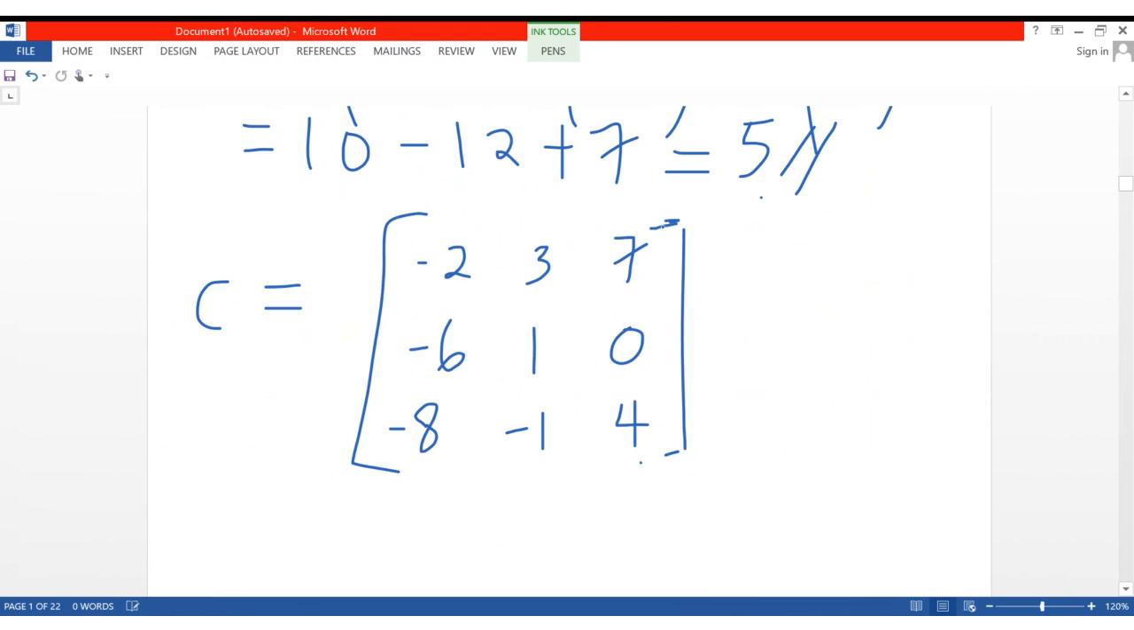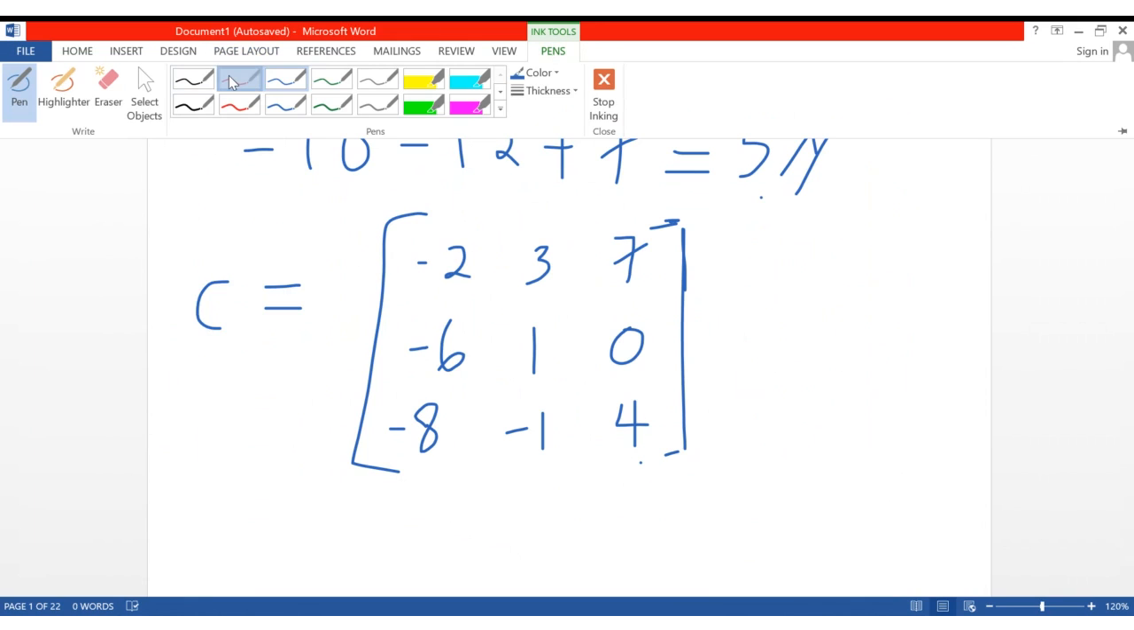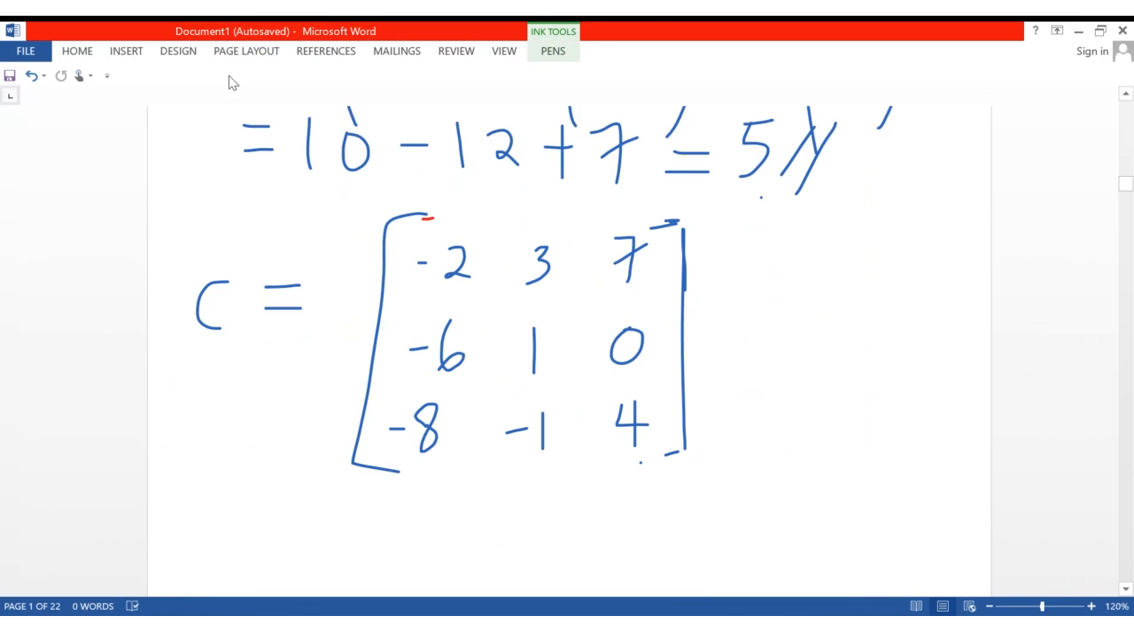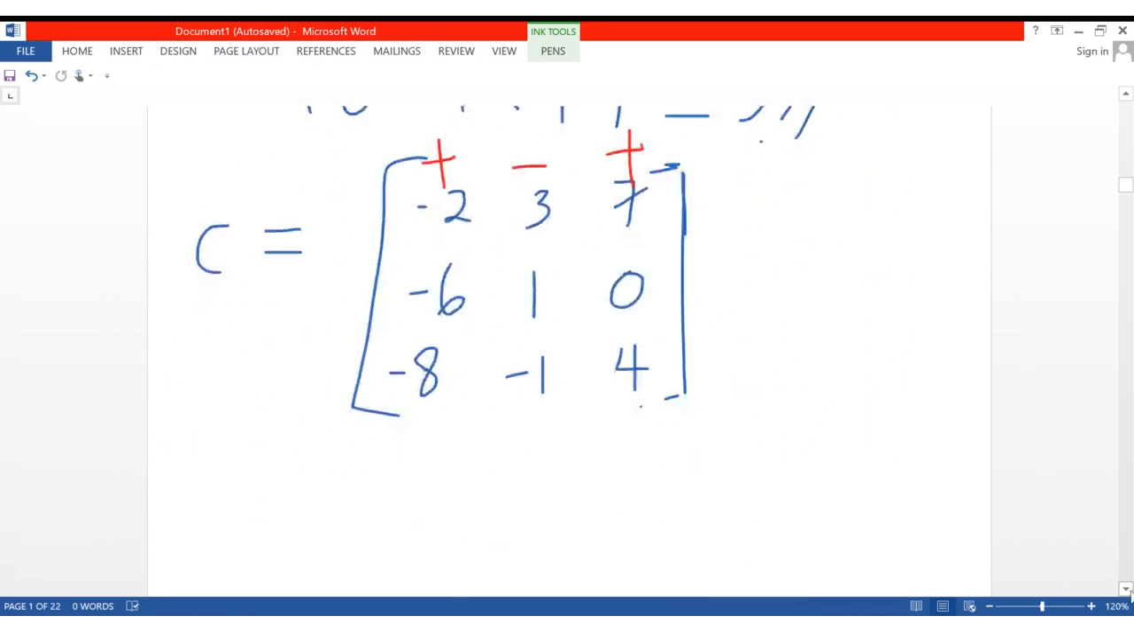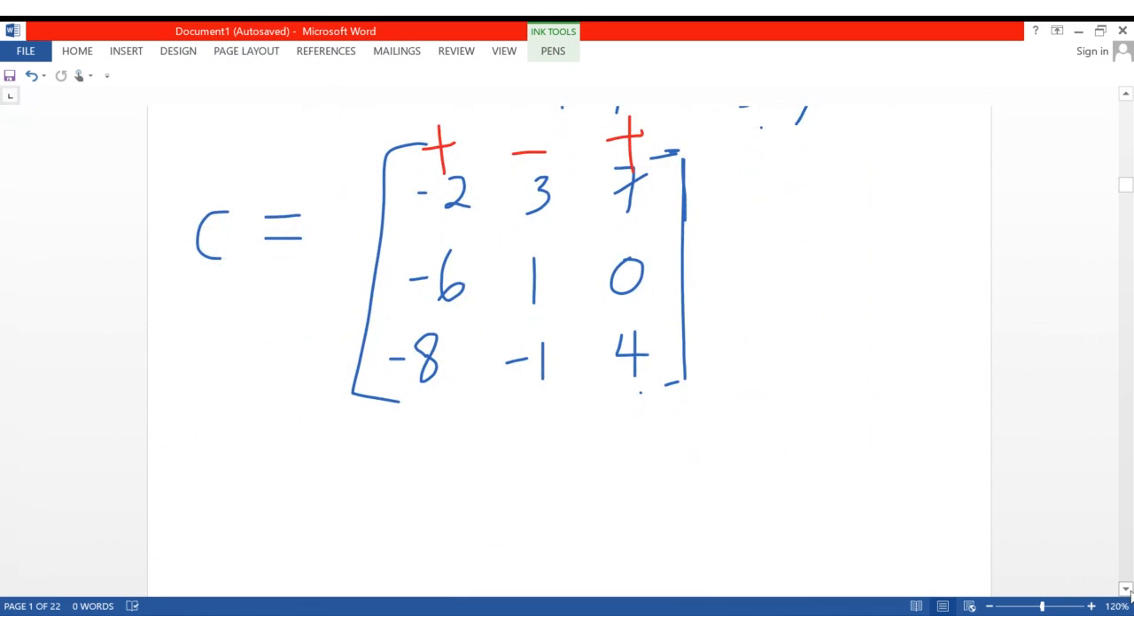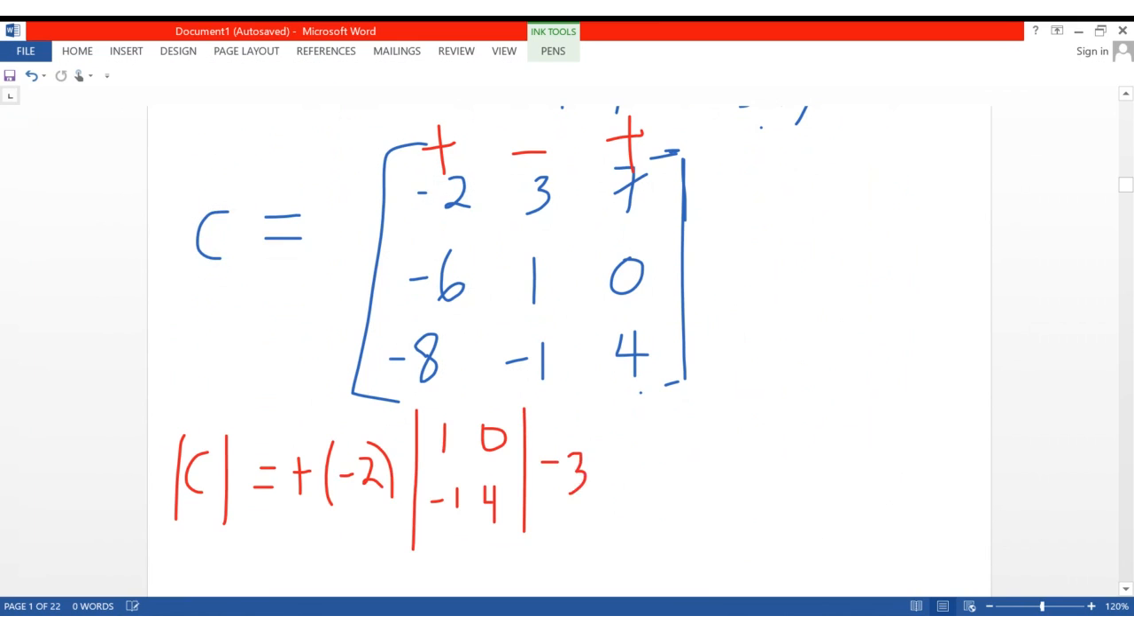Determinant of that one. So again, I'll start with the signs. Very important. So this one is positive, negative, and positive. Then from there, it's a matter of just reducing to a 2 by 2 by blocking. So the determinant of C will be given by, the first one is positive, so I'll have negative 2 outside. Then I block. When I block, I'll end up with 1, 0, negative 1, 4. The other sign is negative, so I'll just have negative 3. When I block, I'll end up with negative 6, 0, negative 8, and 4.